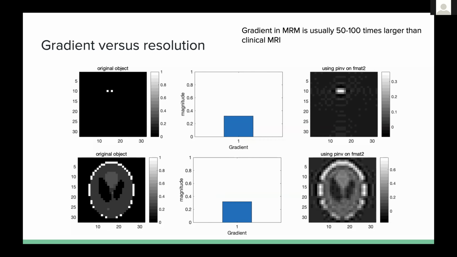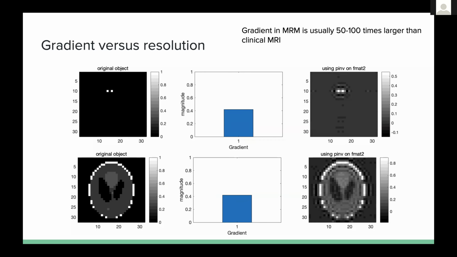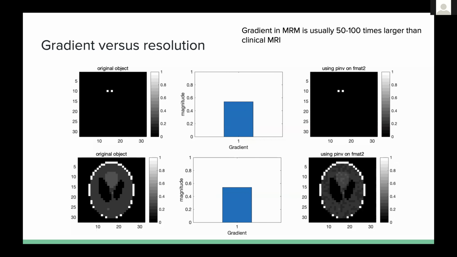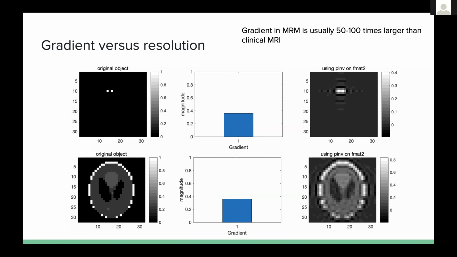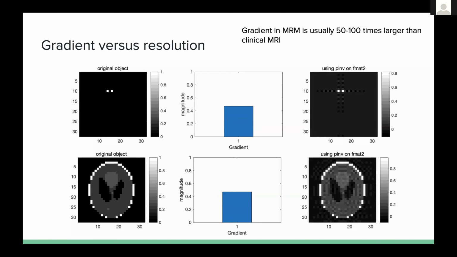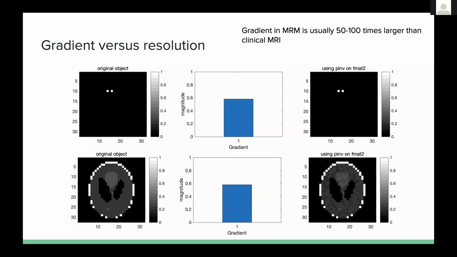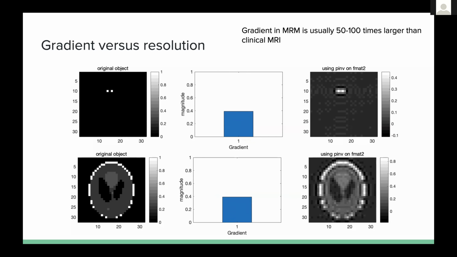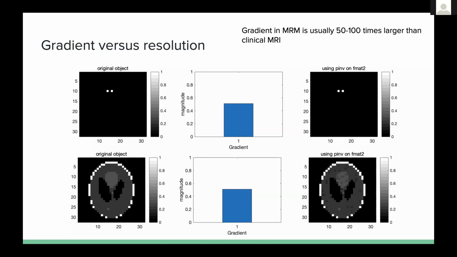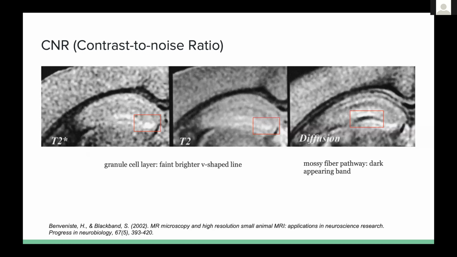So here we use the point spread function and also a phantom to show that as the gradient goes higher, you can see the resolution goes higher. So we can tell if one point spread function can be distinguished from the other, and also the border of the phantom and the organs of the phantom can be distinguished. And there is another very important factor in MRM, which is called CNR. It's contrast to noise ratio. And it's very similar to signal to noise ratio, but it's kind of different.